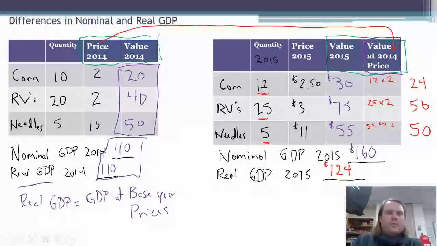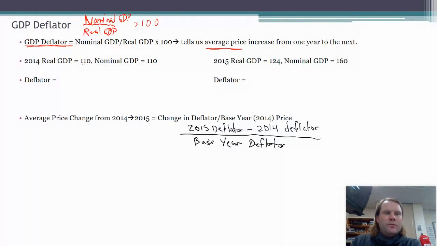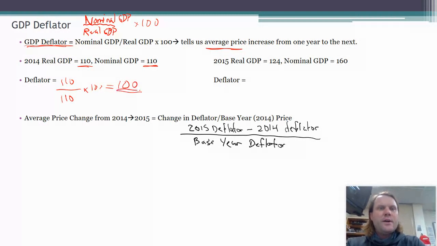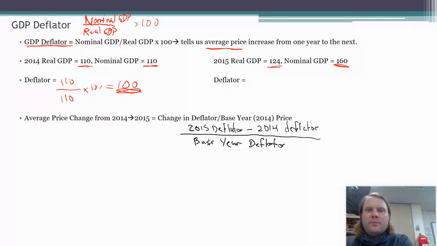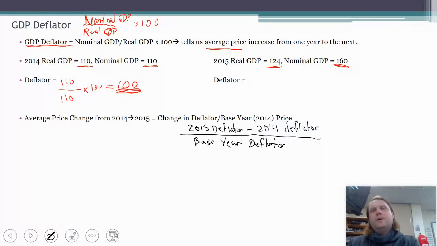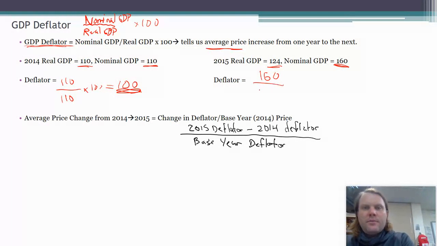So I have our numbers; I transferred them. From 2014, I'm using these numbers: my real GDP is 110 and my nominal GDP is 110. So my nominal divided by real GDP is 110 divided by 110. We're going to multiply that by 100, and that's going to equal 100. It's going to make our math real easy as we move forward. Now, obviously, that's not the case for what our 2015 number gives us. So we're going to take nominal GDP again, same numbers transferred from the previous slide down here. We're going to take 160 divided by 124.